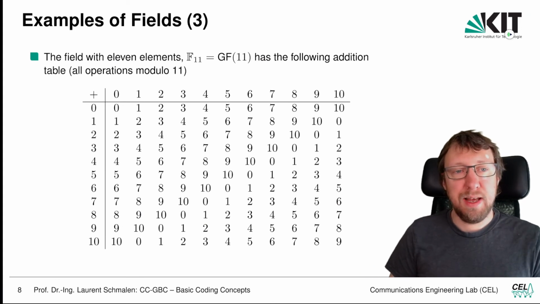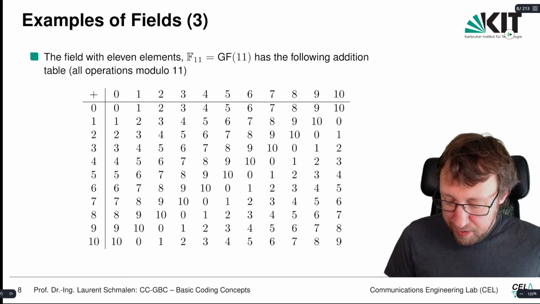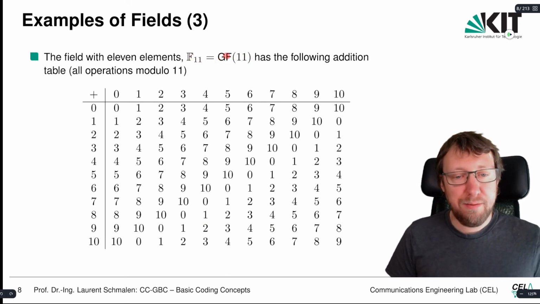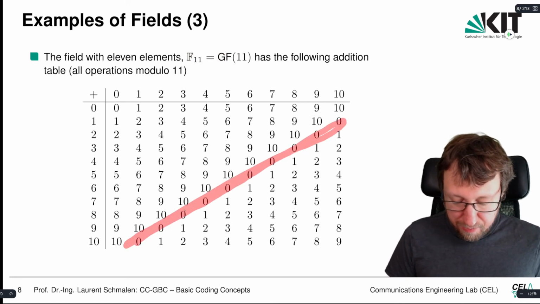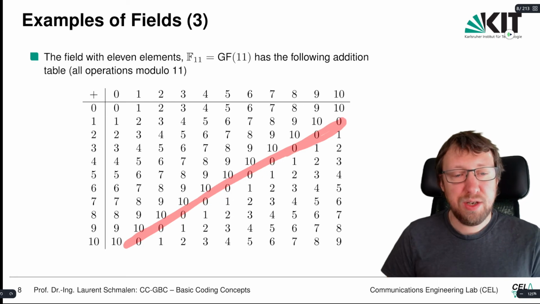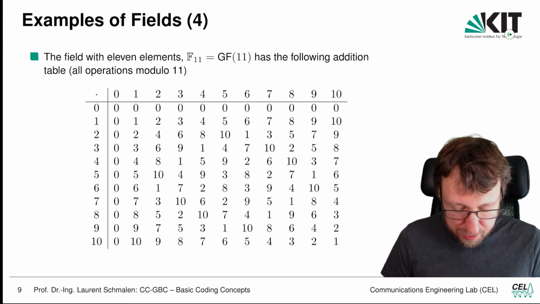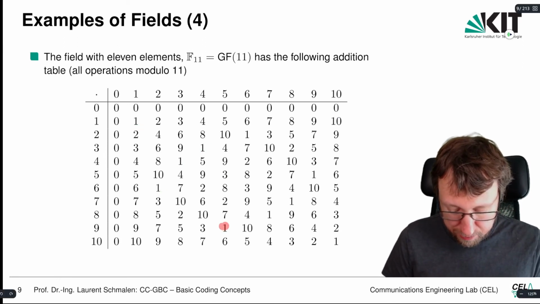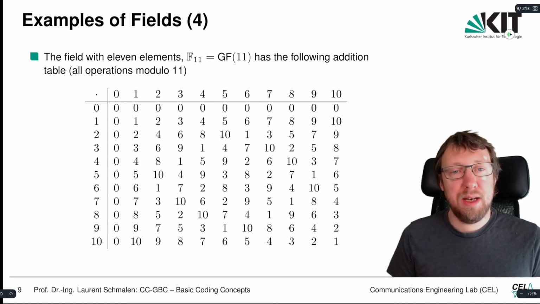For instance, this is the addition table for the field GF(11). So we have 11 entries and all the operations are done modulo 11. And you can also see for the addition, there is an inverse element for each other element. And we have the same for the multiplication. There is also a multiplicative inverse for each element in this GF(11).